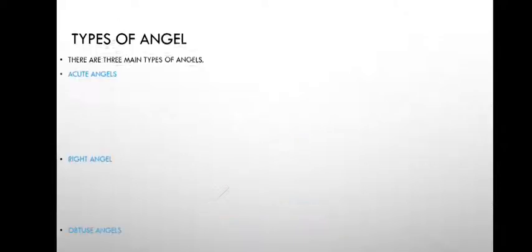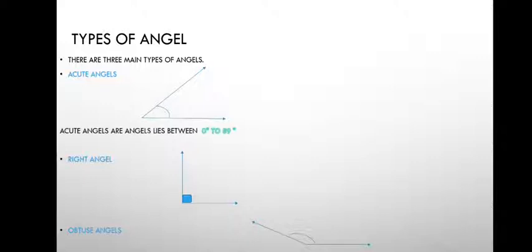Let's move forward. Types of angles. There are three main types of angles. First is the acute angle, second is the right angle, and third is the obtuse angle. An acute angle has a measurement of less than 90 degrees and greater than 0 degrees. A right angle has a measurement of exactly 90 degrees. An obtuse angle has a measurement of greater than 90 degrees and less than 180 degrees.